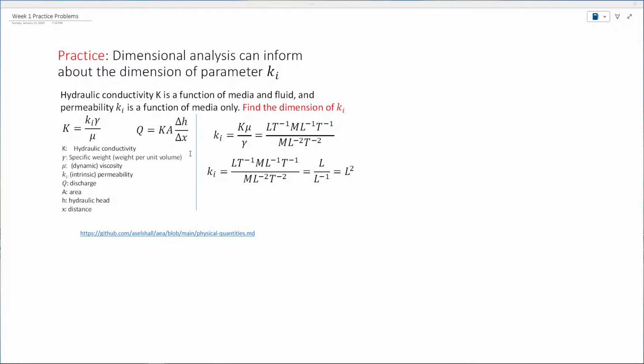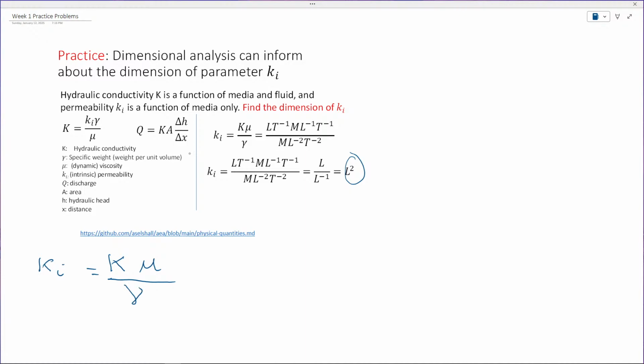One of you asked me about this question. They were struggling with how the dimension of small k is equal to L squared. So let's just do it. How can we start approaching something like this? Let's say small k, which is permeability, is equal to big K, hydraulic conductivity, times mu, viscosity, over gamma, which is specific weight.